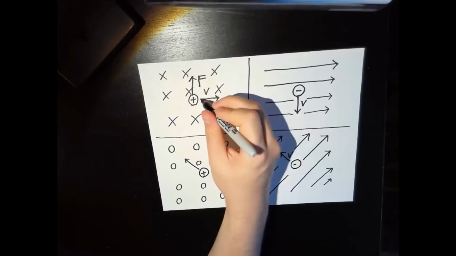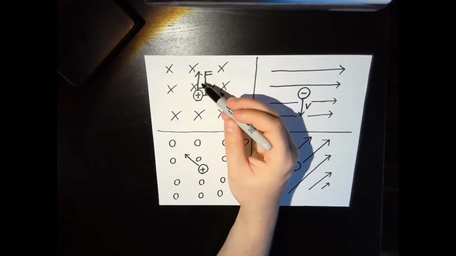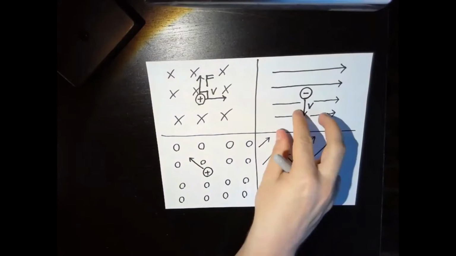So the force is always going to be at a 90-degree angle to the velocity in some way or another. Sometimes it will point into or out of the page, but here my middle finger was pointing up, so it's going to point up like that.